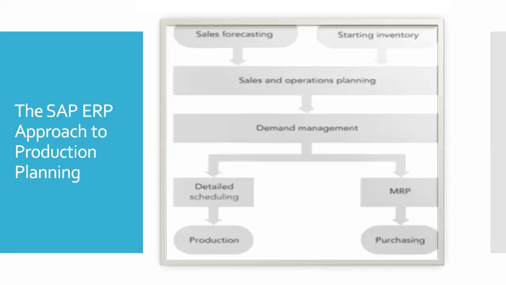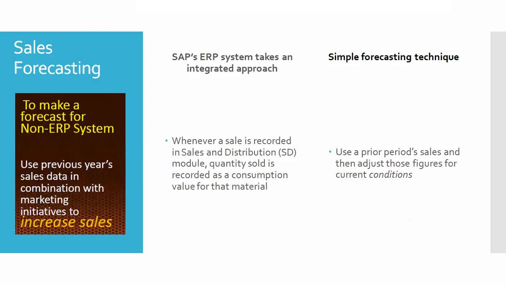SAP ERP approach to production planning is related to sales forecasting, starting inventory, sales and operation planning, demand management, detailed scheduling and MRP. Detailed scheduling is related to the production, like how you are able to carry out your production, and with MRP, you are carrying out the purchase.